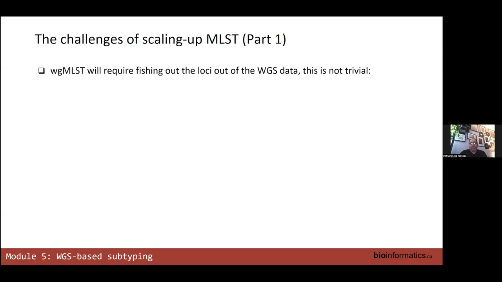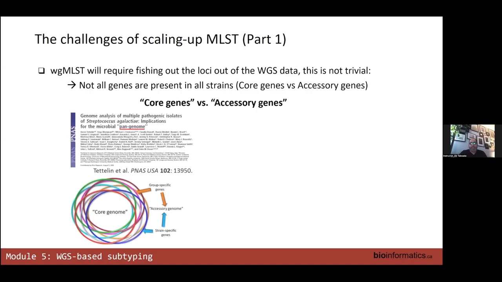One of the first problems is that not all genes are present in all strains when it comes to a bacterial genome. We have this concept of core genes and accessory genes. The first paper that illustrated this came out in 2005. It was an analysis of eight genomes of Streptococcus agalactiae. And it was kind of mind-blowing at the time that the genomes shared a lot of stuff, but they were also very different.